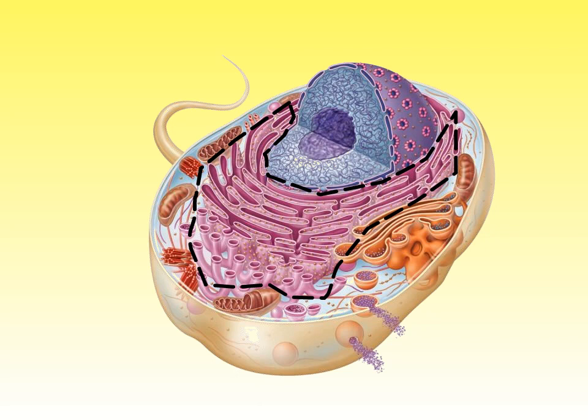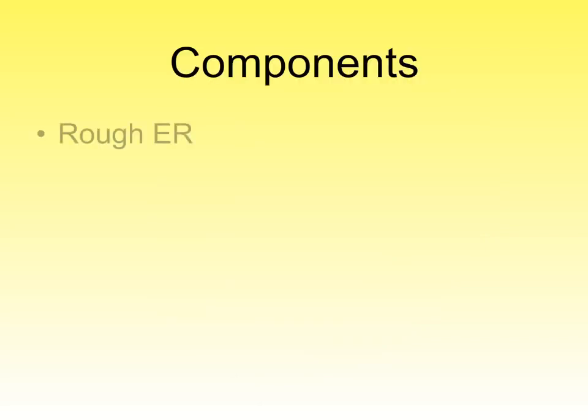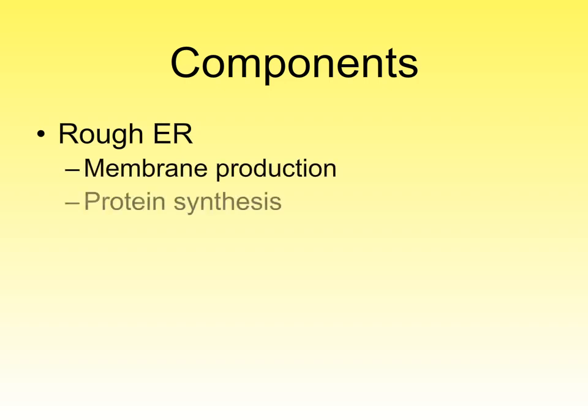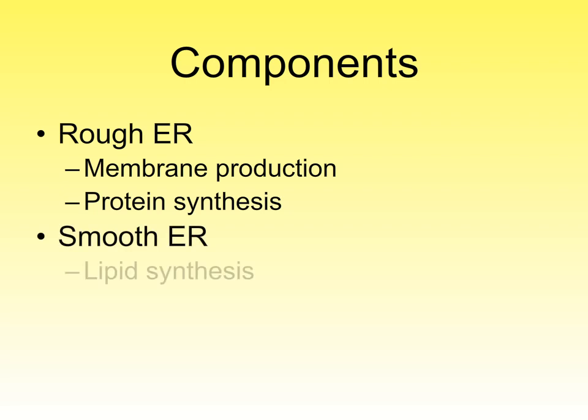There are two distinct but connected regions of the ER that differ in structure and function, the smooth ER and the rough ER. Rough ER is studded with ribosomes and plays a central role in the synthesis of proteins. Polypeptides are produced by the bound ribosomes and transported into the ER lumen. Smooth ER is tube-like and synthesizes lipids.